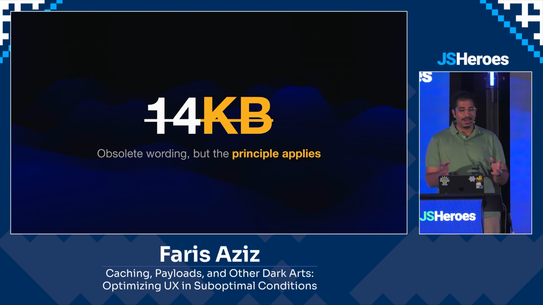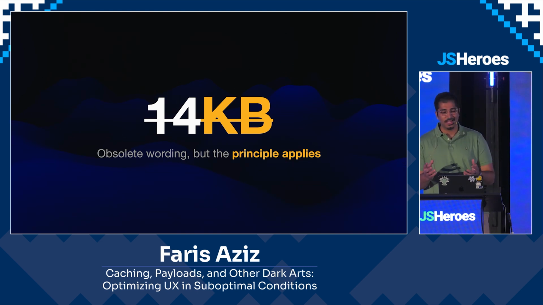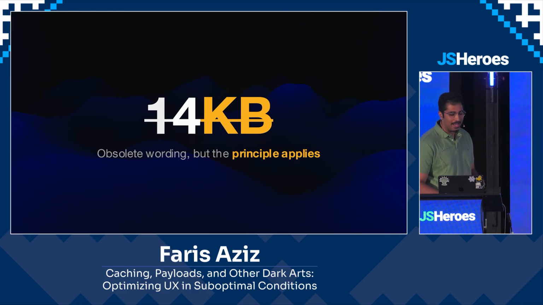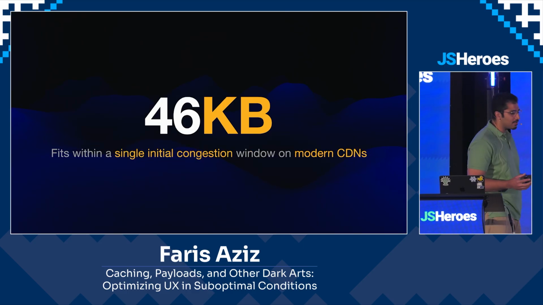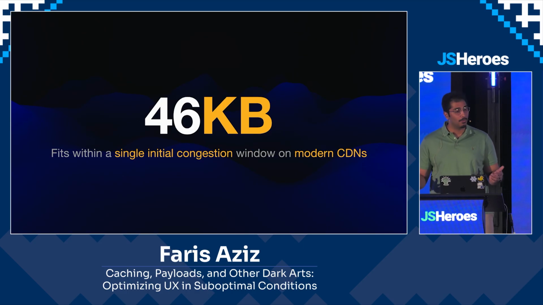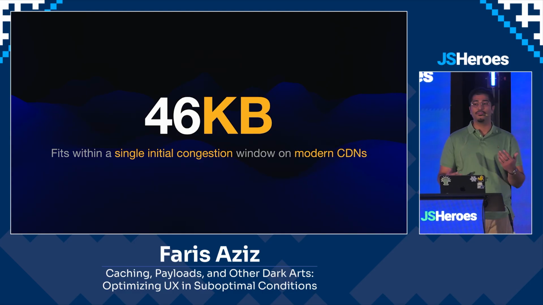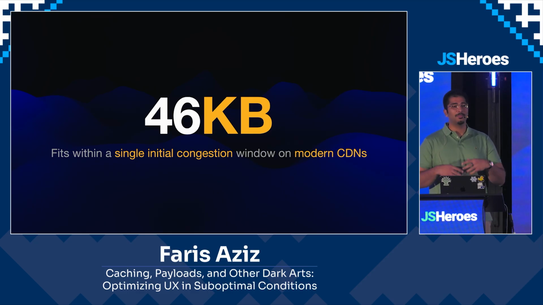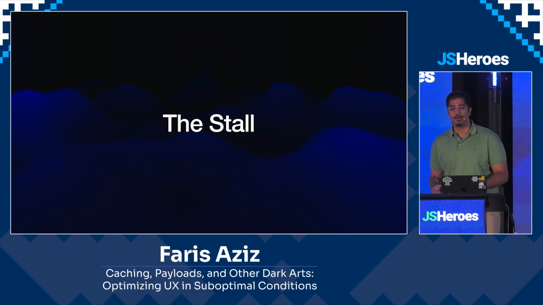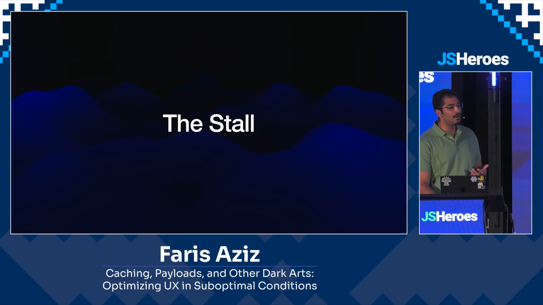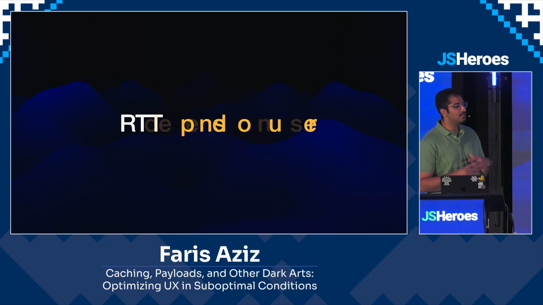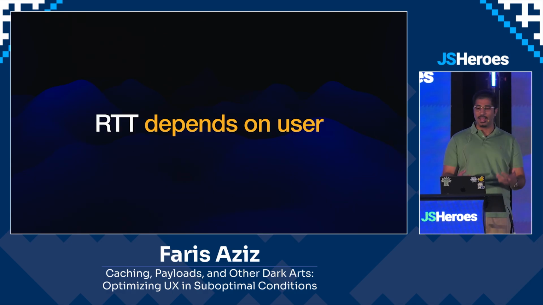This 14 kilobytes rule is more obsolete in terms of wording these days, but the principle does apply, because for certain modern CDNs it's closer to 46 kilobytes, or it varies, so you can't just optimize everything for 14 or 46 kilobytes. The point is understanding the concept of round trips. And to understand it a little bit better, we've got to talk about the stall. And the stall is the cost of a single round trip time, RTT. And this RTT depends on your end user.